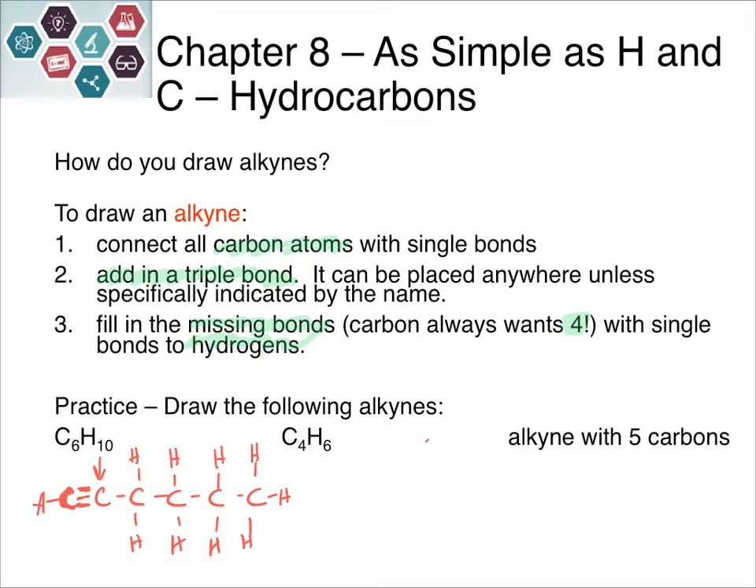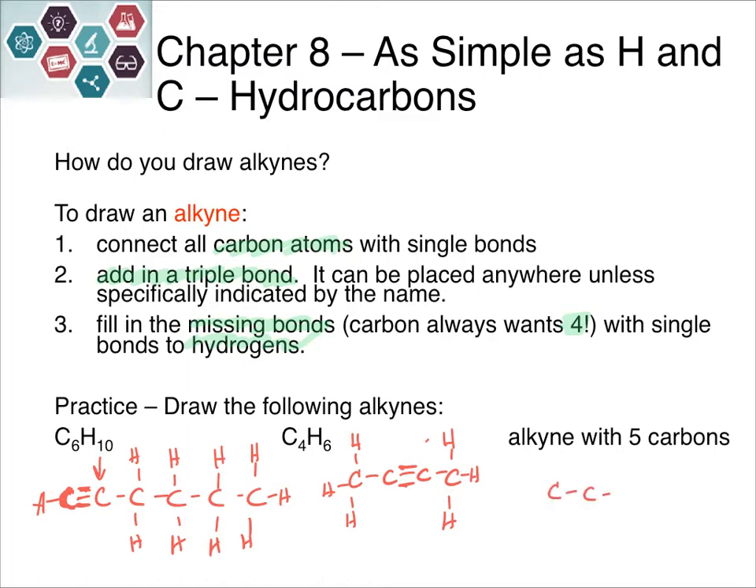Next example, 4 carbons. This time I'm going to put the triple bond in the middle. So the carbon on the left needs 3 hydrogens. Both of them in the middle already have 4 bonds. Then the one on the right also needs 3. So there are these 6 hydrogens. Go ahead and pause the video and see if you can draw an alkyne with 5 carbons.